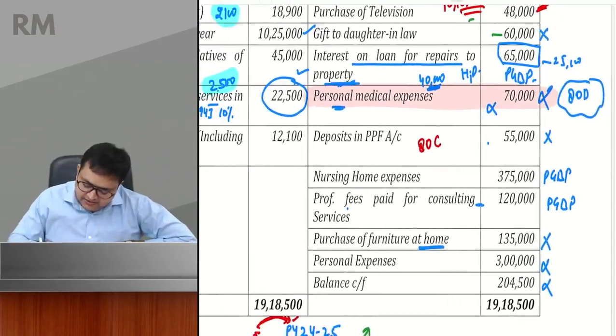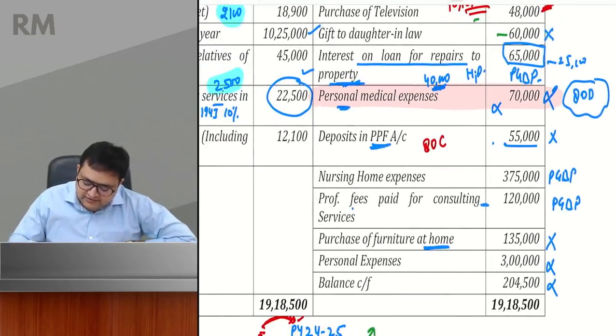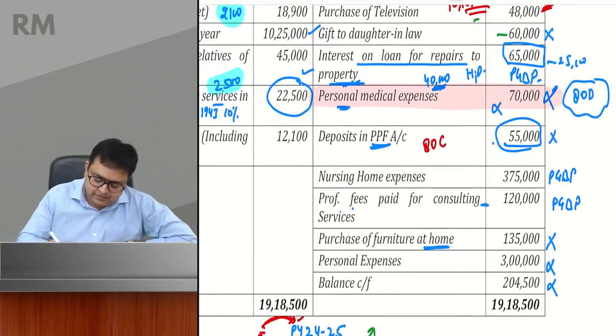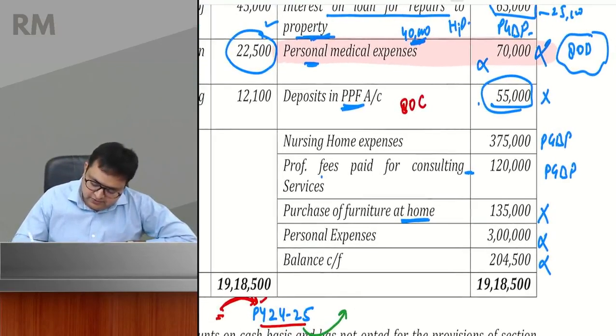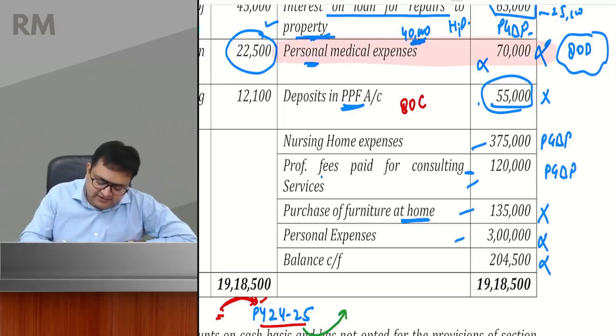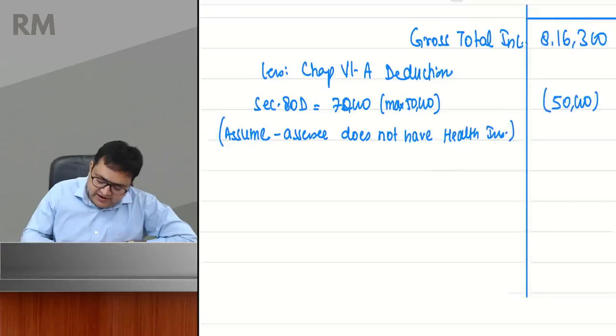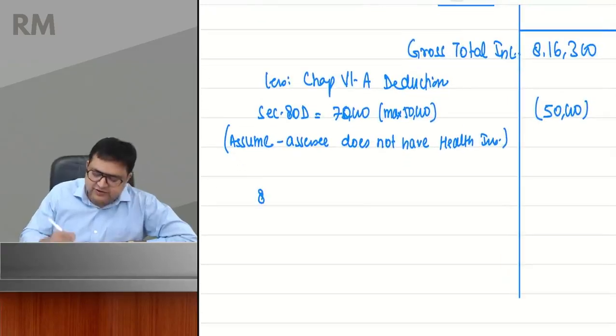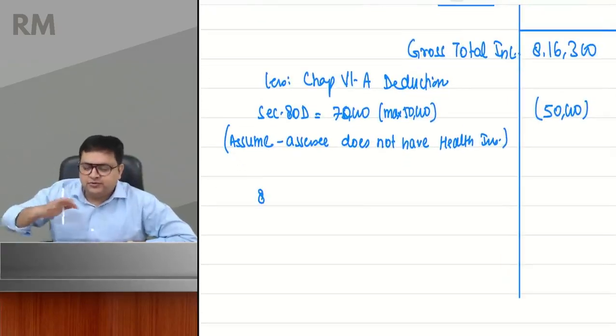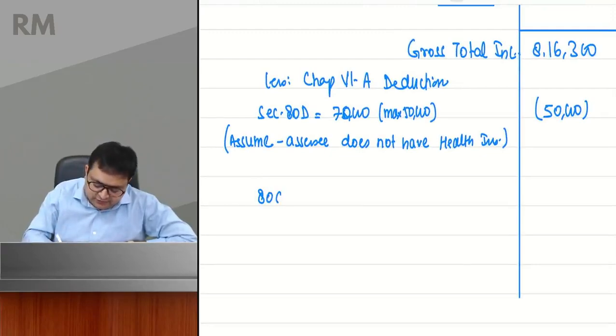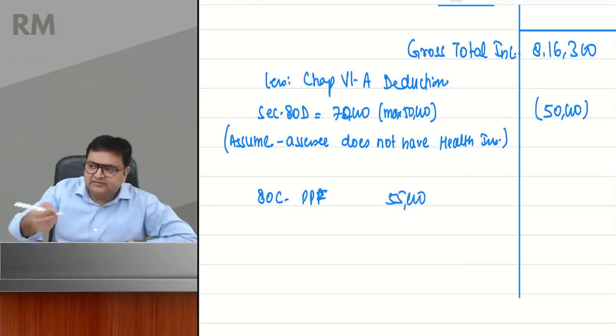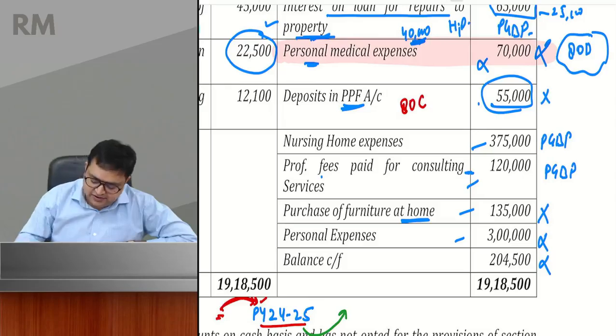Now, deposit in PPF. This is ATC. So nursing home expenses, professional fees, purchase of furniture, personal, no. Deposit in PPF is ATC. So we have to write ATC. It's not necessary that you write ATC first, you can write any of them first. So ATC is PPF, 55,000. We'll see if something else is there in ATC or not.